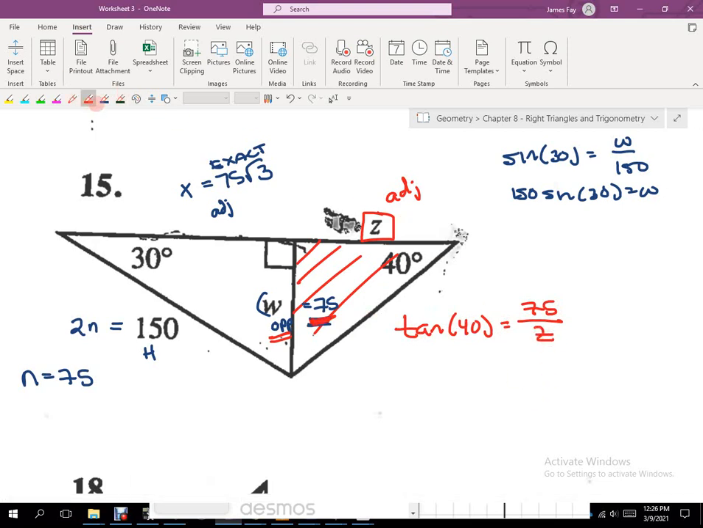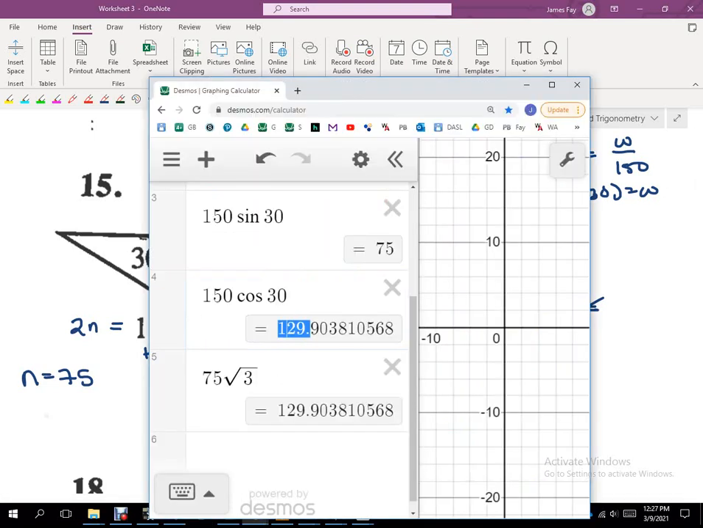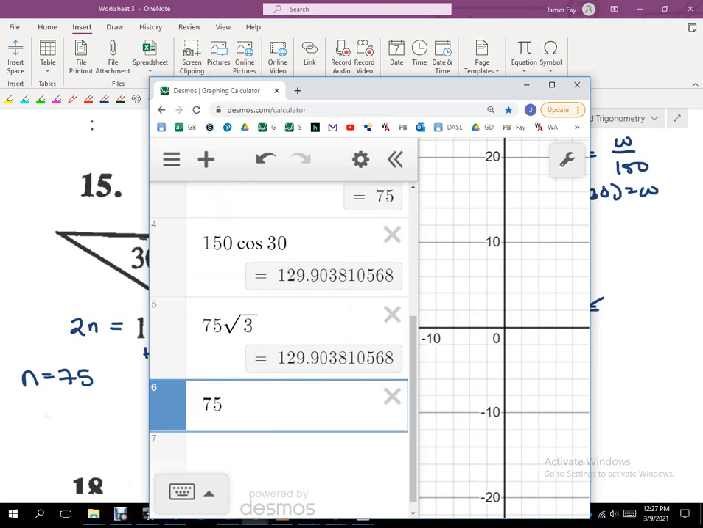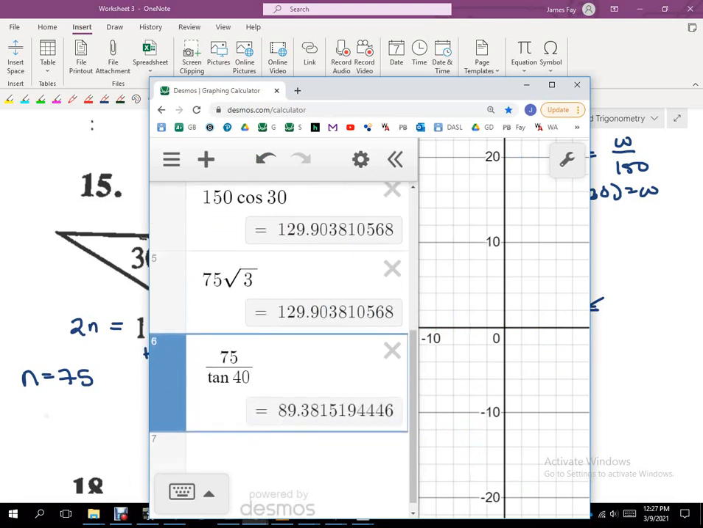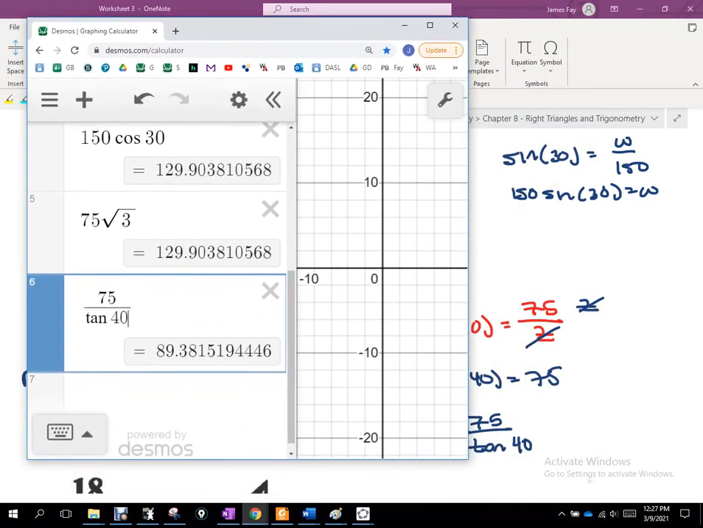What are you going to multiply both sides by? Multiply by z. Cancel, cancel. So it gives me z tangent of 40 equals 75. What are you going to divide both sides by now? Tangent of 40. So I get z equals 75 divided by tangent of 40. And that will generate 75 divided by tangent 40. I'm getting 89.38.